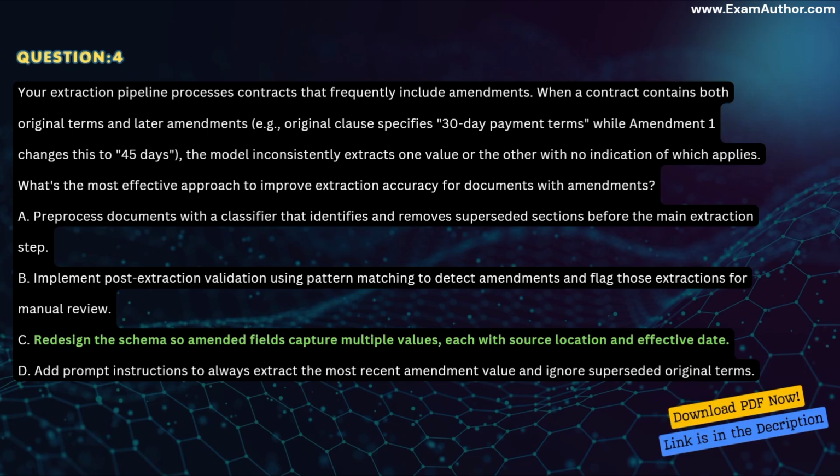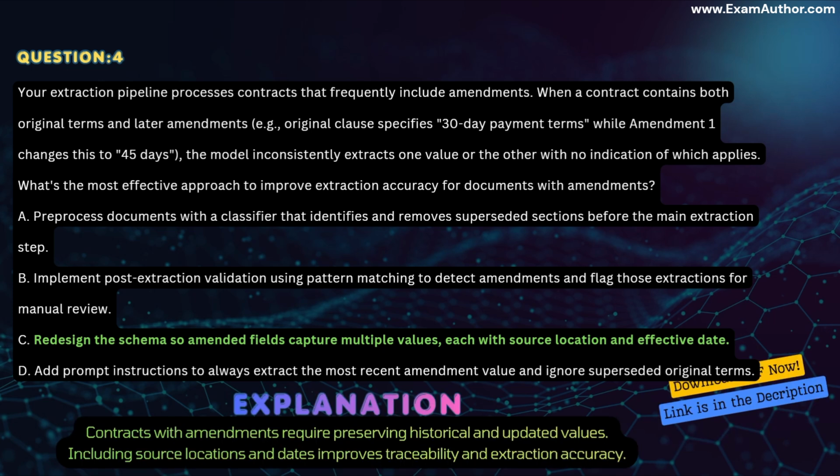Correct answer: C. Redesign the schema so amended fields capture multiple values, each with source location and effective date. Explanation: contracts with amendments require preserving historical and updated values. Including source locations and dates improves traceability and extraction accuracy.